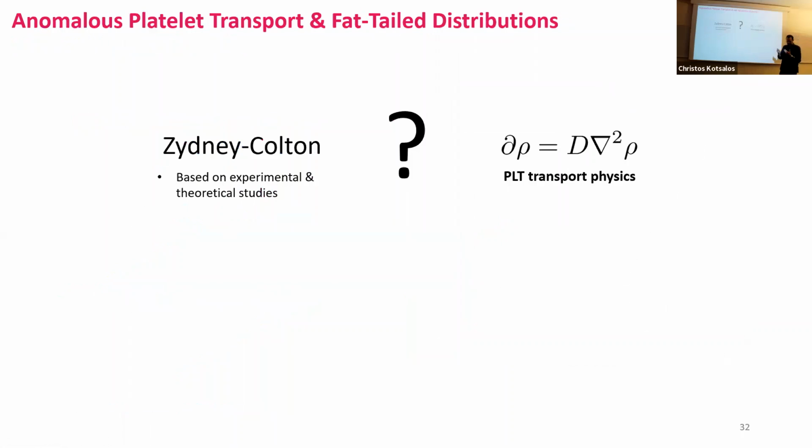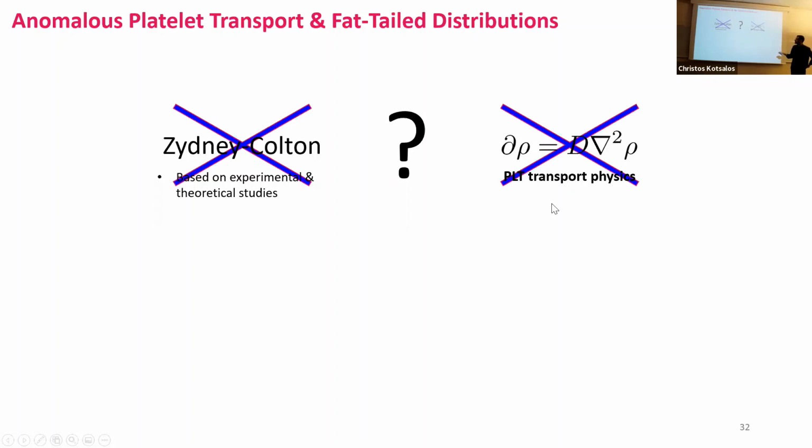Now this is the last part of my talk. At some point we questioned and said, okay, either the Zidney-Colton formula is wrong. Actually, the Zidney-Colton formula is based on experimental and theoretical studies, so there is not a lot of ground for saying that this formula is wrong, because it was fitted on actual experiments. Another option is that the platelet transport physics does not follow a diffusion process. So this equation, traditionally considered to be the way that platelets migrate, is not accurate.